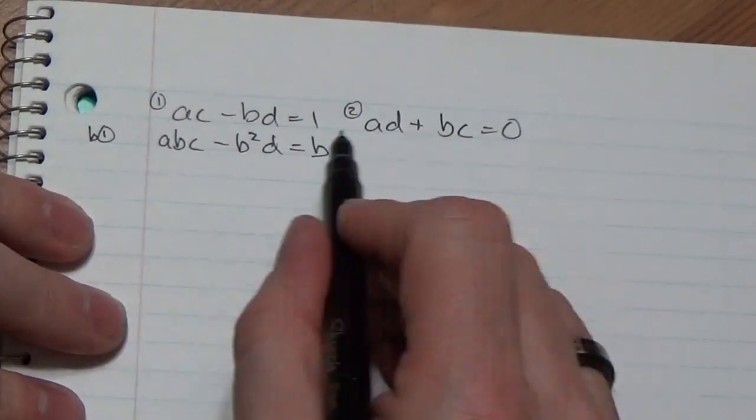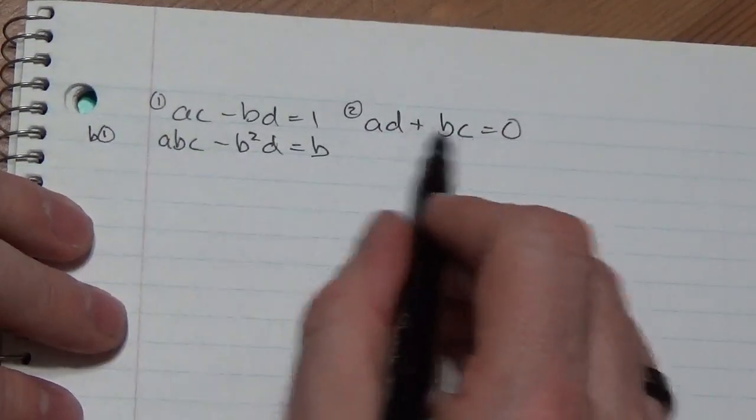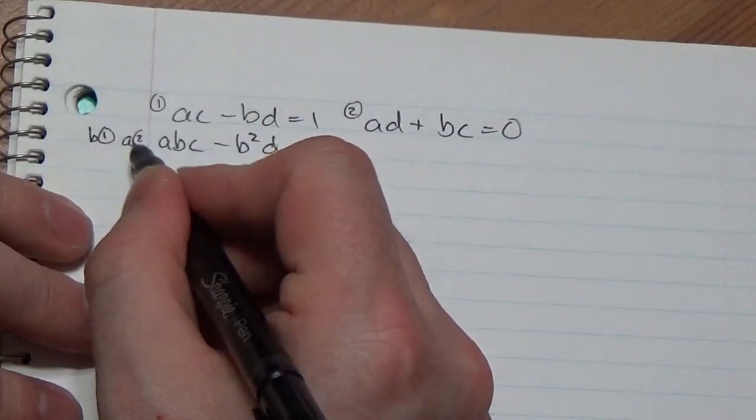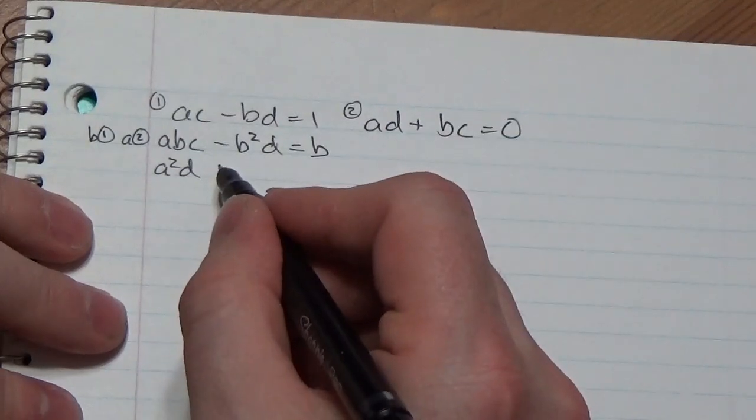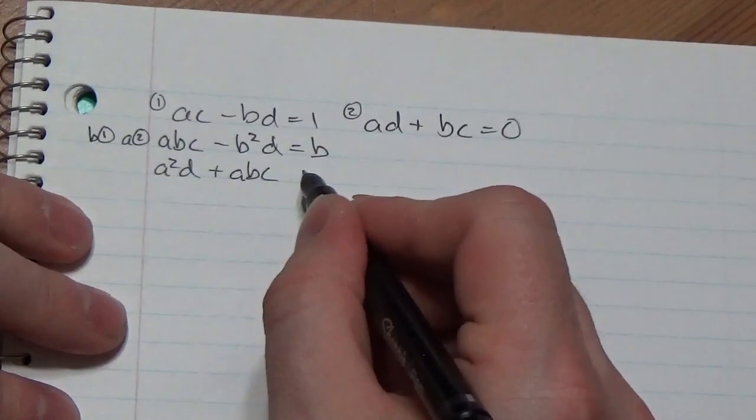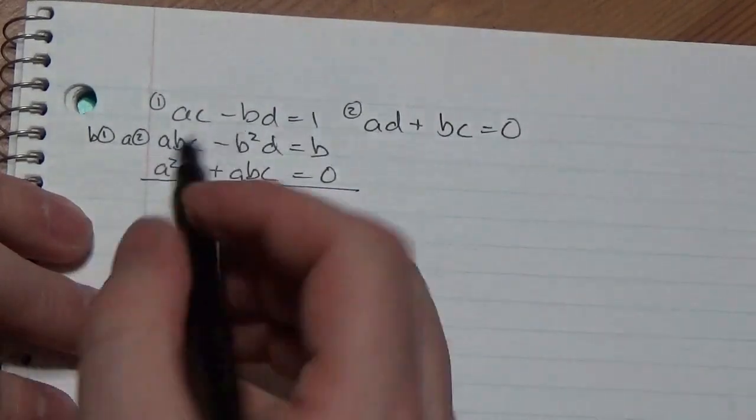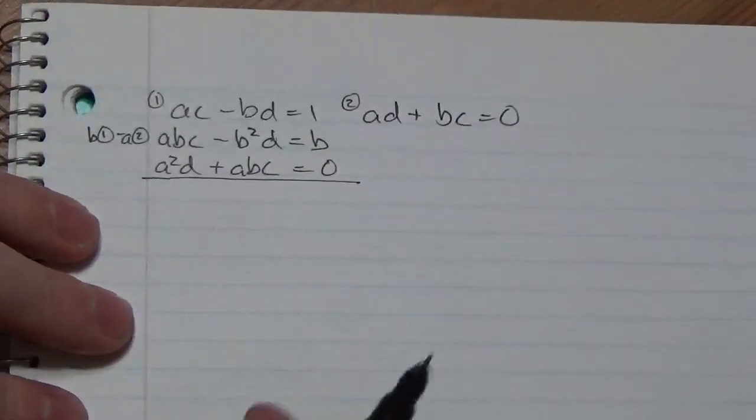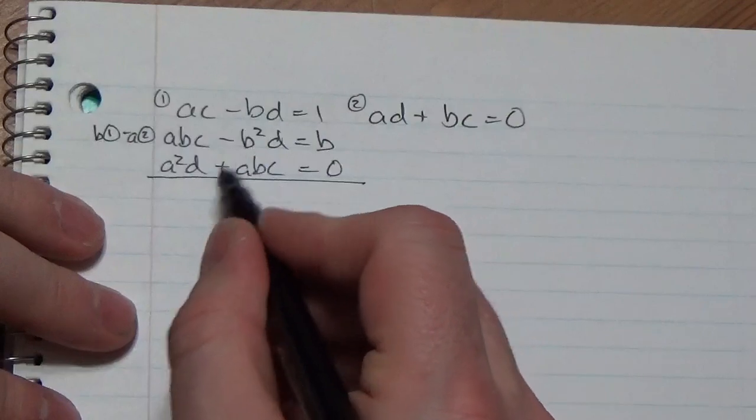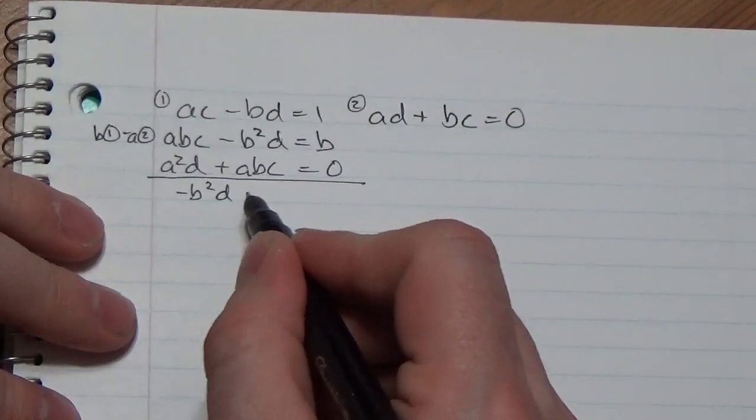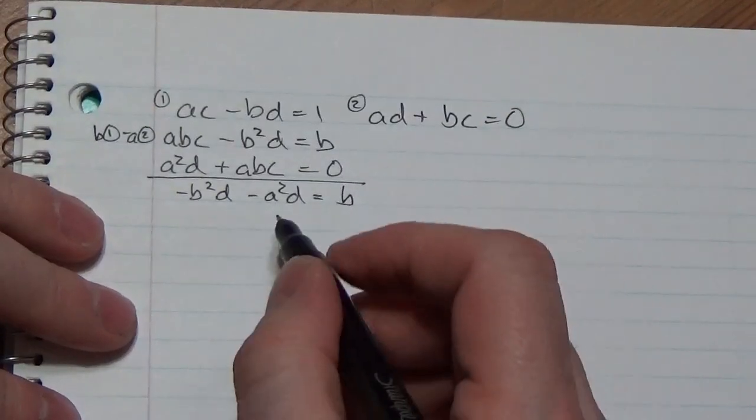And I'm going to multiply equation 2 here by A. So A times equation 2 will be A squared D plus ABC is going to equal 0, because I multiply that through. And now to get rid of those terms, I will subtract those two. So ABC minus ABC goes to 0. I'm going to get negative B squared D minus A squared D is going to equal B.